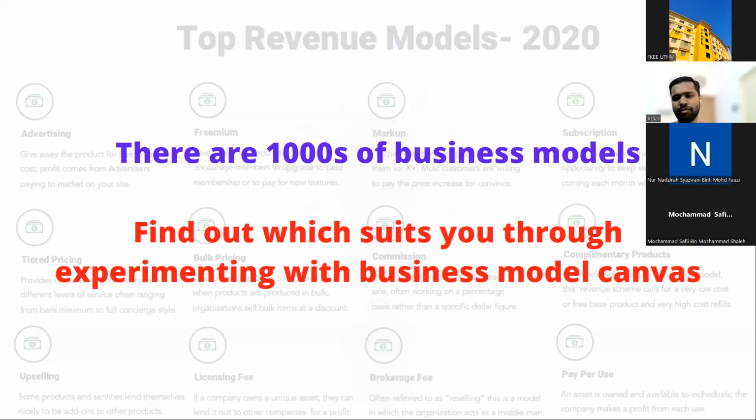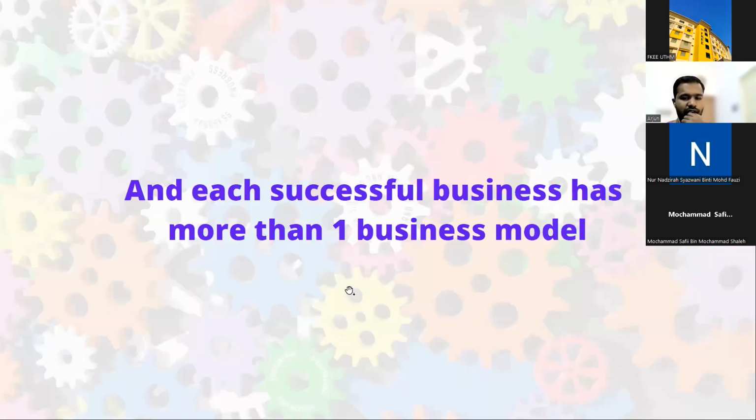So these are some top 10 business models that are used in today's world, but there are thousands and thousands of business models. Basically, you can combine many different business models to come up with a new business model. So it all depends on your product. You need to experiment again with a lot of business models before finally coming up with a business model that is going to work for your product or company. And as I told you before, every successful business will have more than one business model.